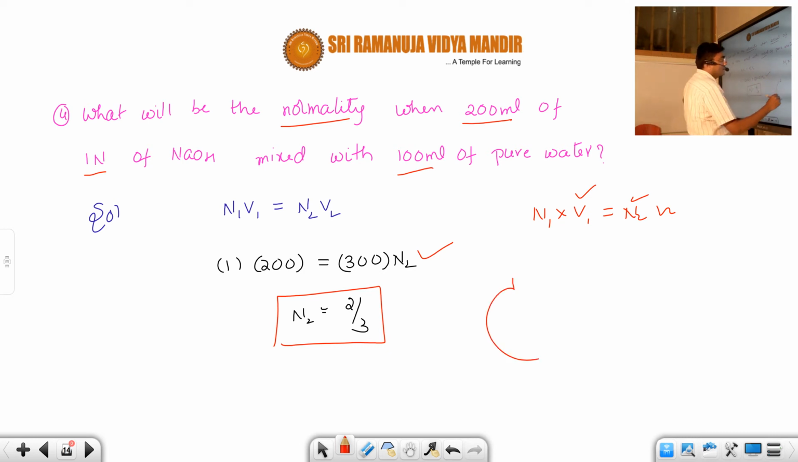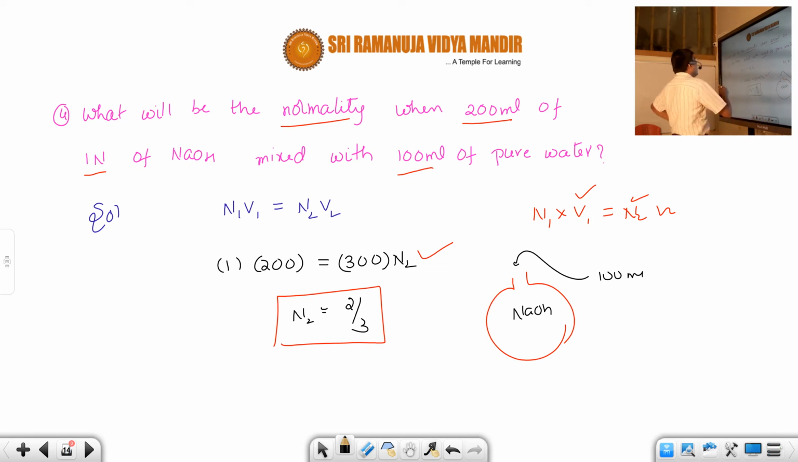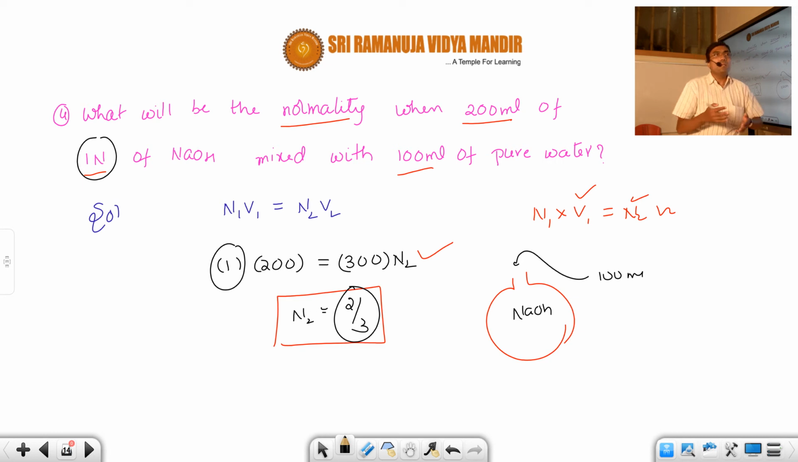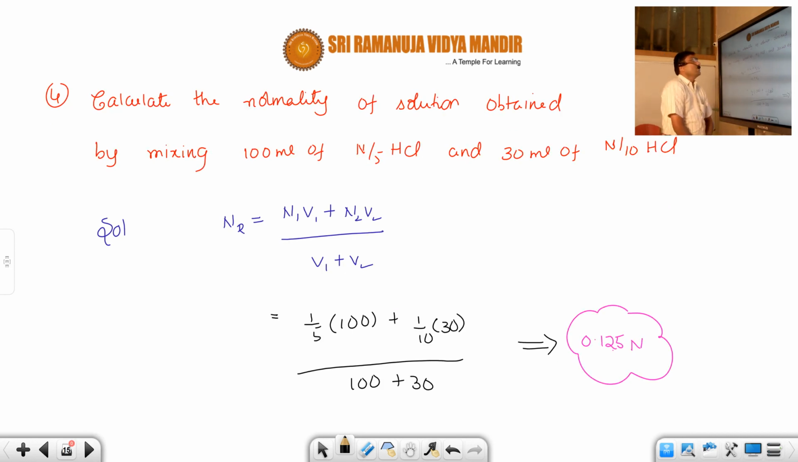Here you have NaOH solution. Now you add some water, 100 ml. Naturally, it gets diluted. Initially 1 normal solution is there, and now it is diluted to 2 by 3, that means less than 1. So when you add water, the concentrated solution becomes diluted. You can see in physical terms also it is diluted. With numericals, it's not that you blindly apply the formula. You should know what is happening, the physical sense. Now let us see the next question.